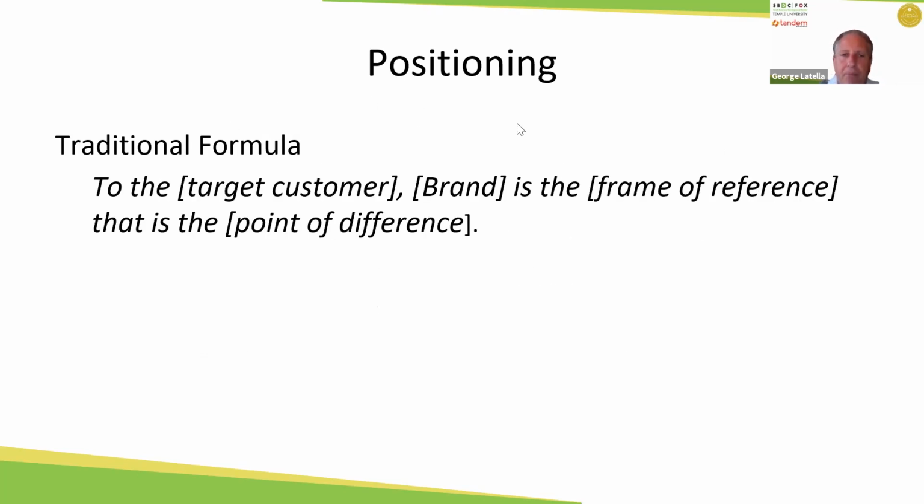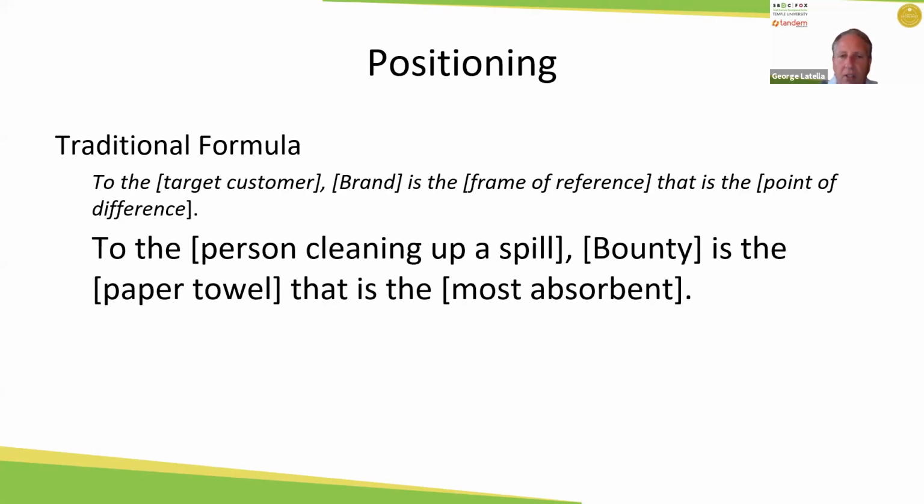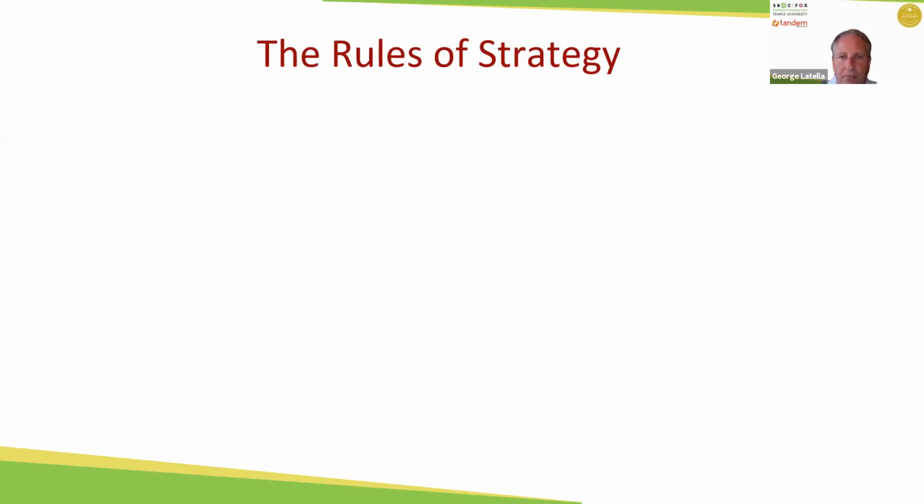Then from that, we create something called a positioning statement. To the target market, brand X is the frame of reference. That's the point of difference. To the person cleaning up the spill, Bounty is the paper towel that is most absorbent. And again, we've talked about this before. Bounty's the quicker picker-upper. That advertising's been around for 50 years.